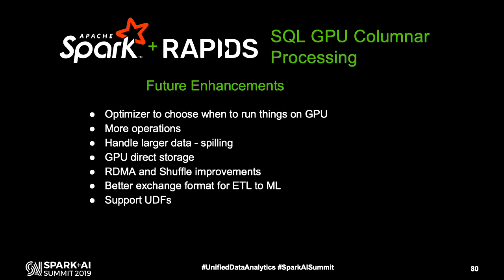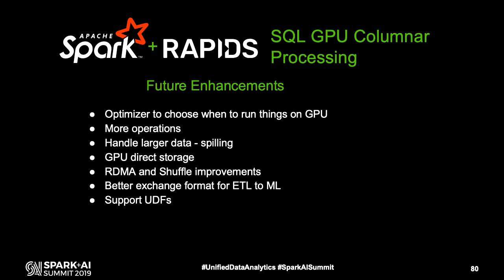We also want to put in an optimizer. Like I said, right now it's smart enough to know I can do this operation on the GPU, and if it can, it will do it. But there's lots of times you don't necessarily want to do it. If you have a small amount of data, it doesn't make sense because you have some overhead of copying to the GPU, running, and then copying back. So we want to put an optimizer in there to help figure out when it should run and when it shouldn't.